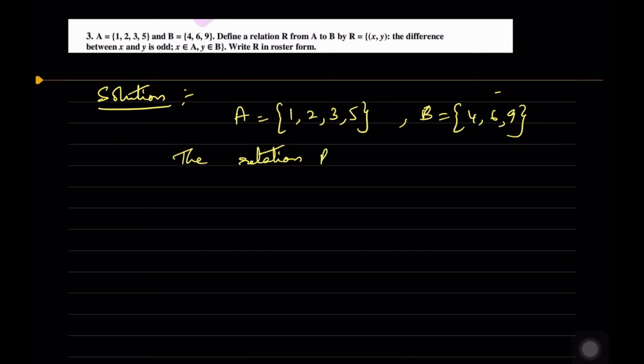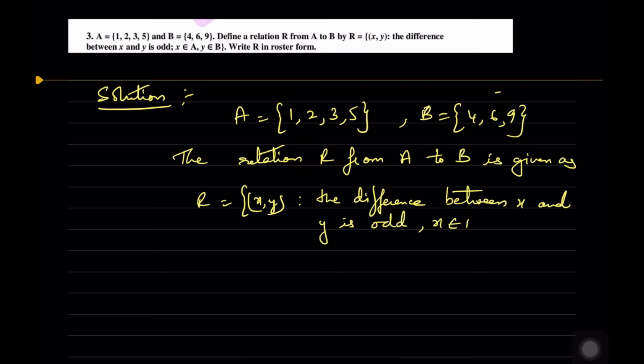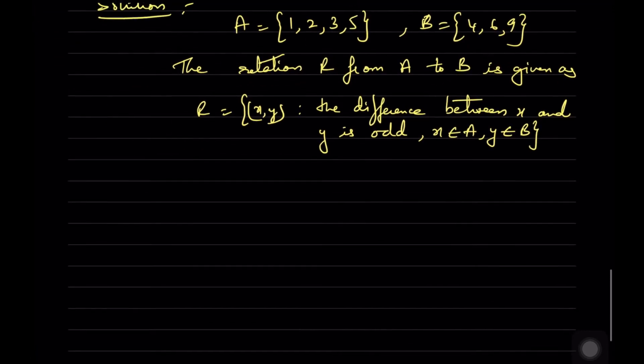So relation R from A to B is given as R is equal to {(x, y): the difference between x and y is odd}, that is x belongs to A and y belongs to B. So now what are all the elements which we can get?